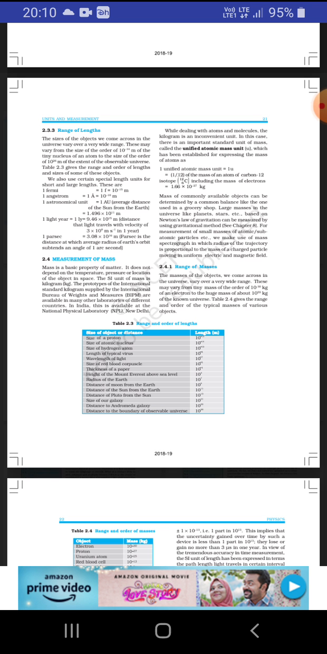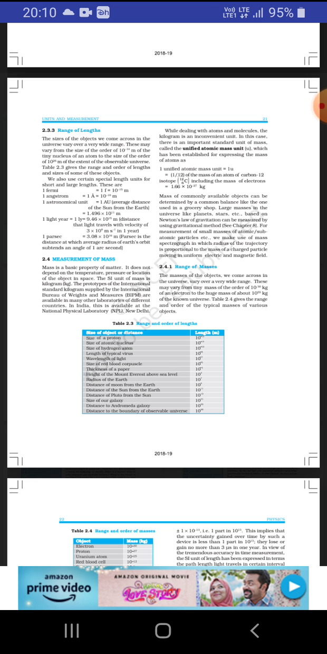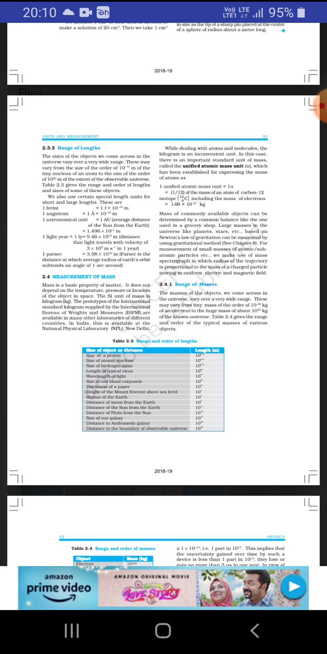And the international standard kilogram is kept at the International Bureau of Weights and Measures. This is BIPM, as we call it, and it is also available in many other laboratories. While dealing with atoms and molecules, the kilogram is not convenient, so in these cases there is another important standard unit of mass, the unified atomic mass unit.